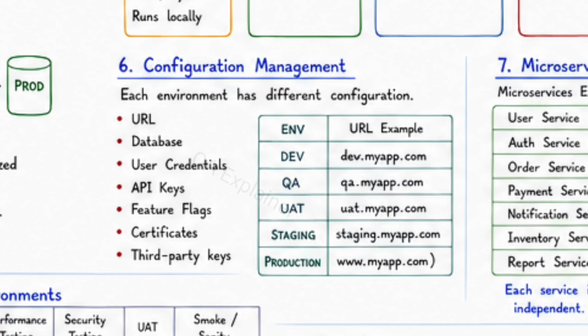Then we have the UAT environment, which has a different domain. Then the staging environment, which has its own different domain. Production has a proper domain, like www.myapp.com, which we see live on the internet, a proper production domain.